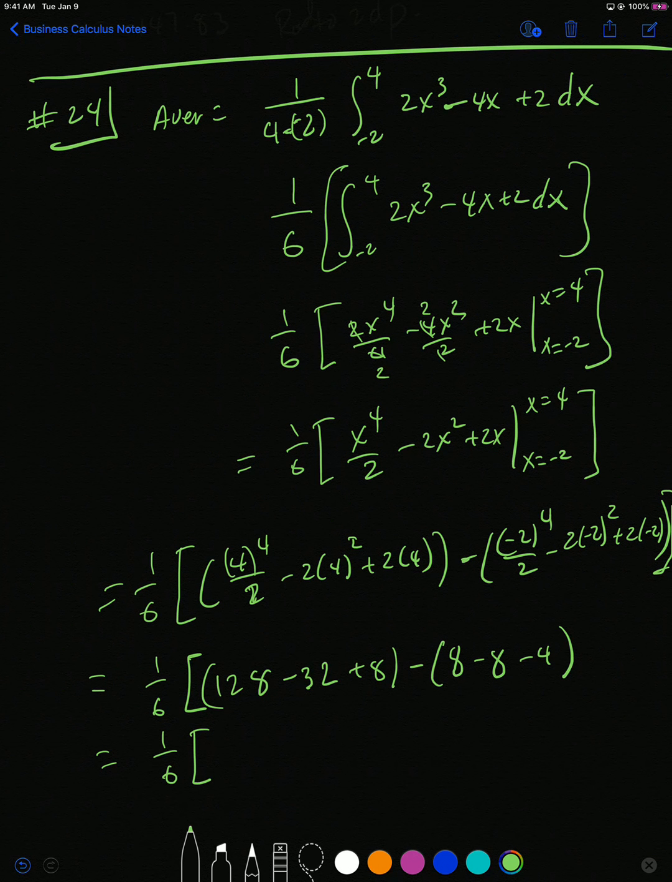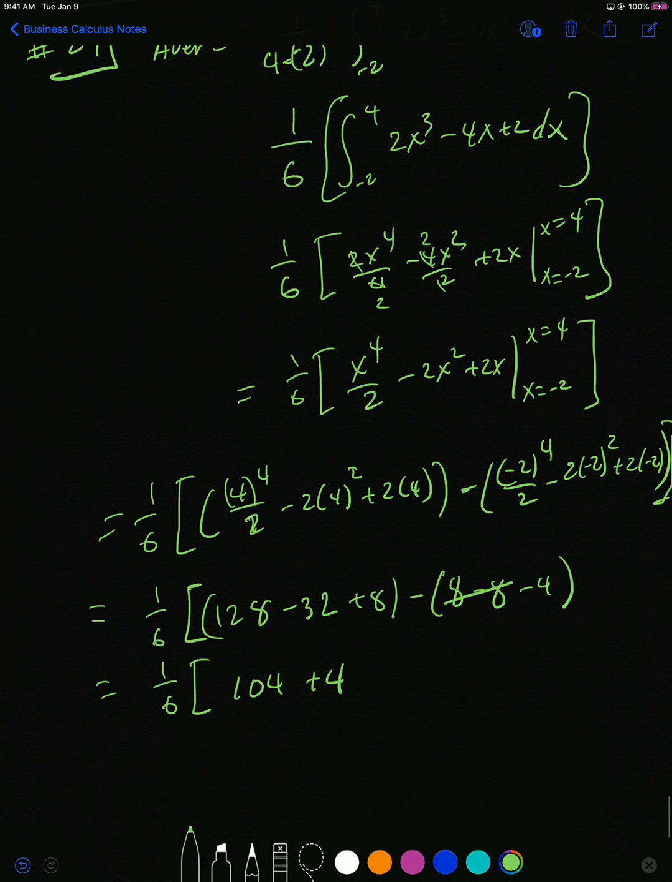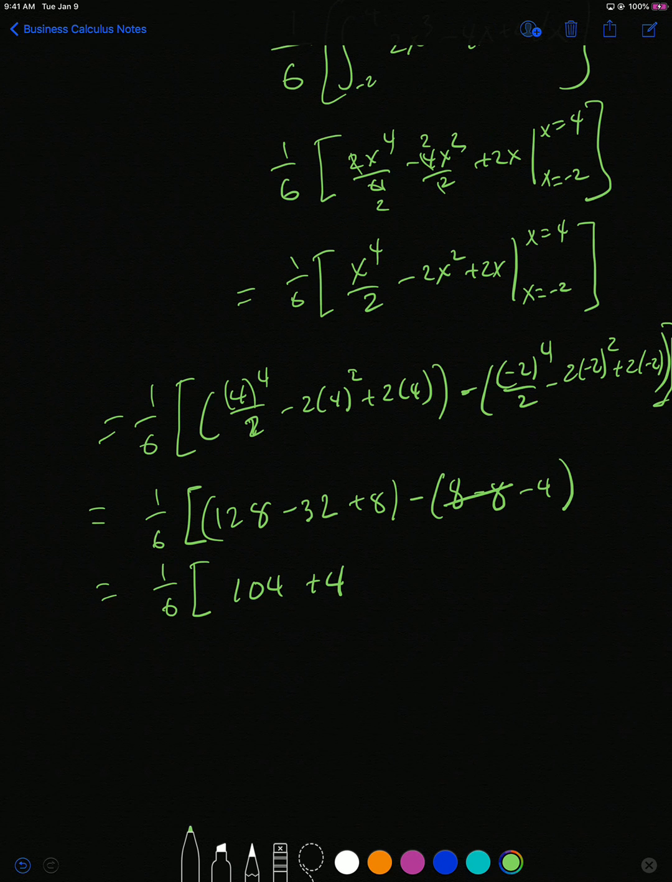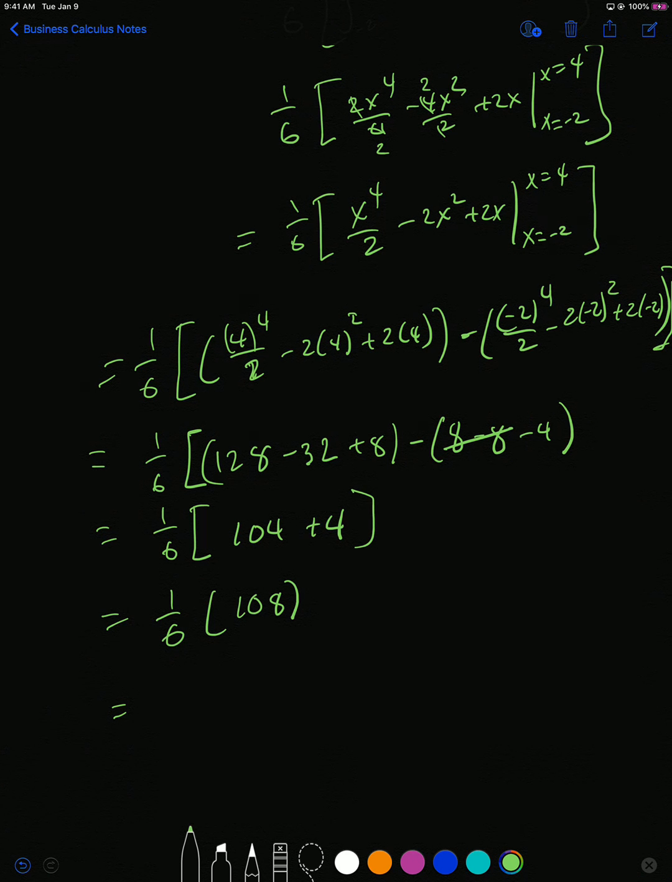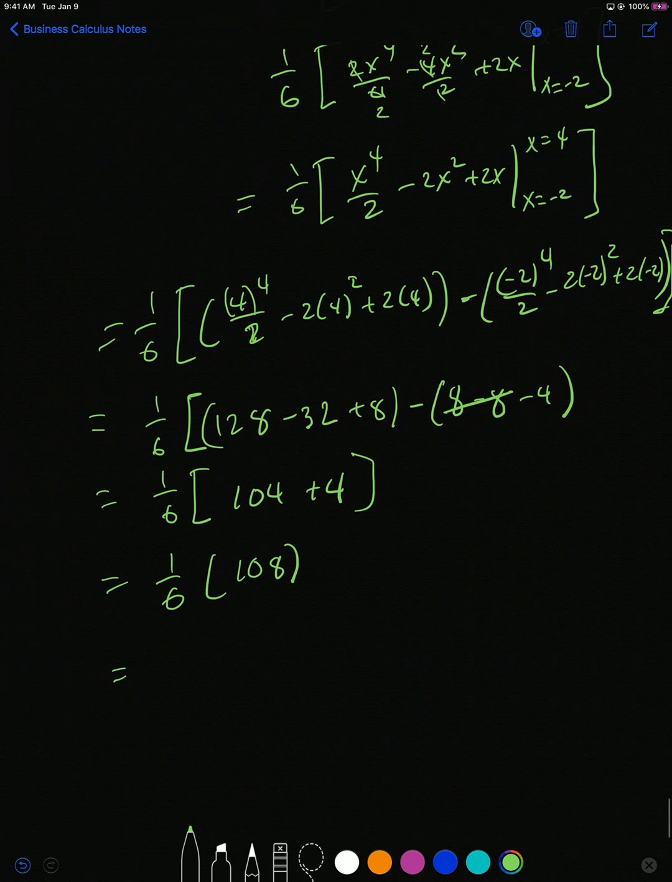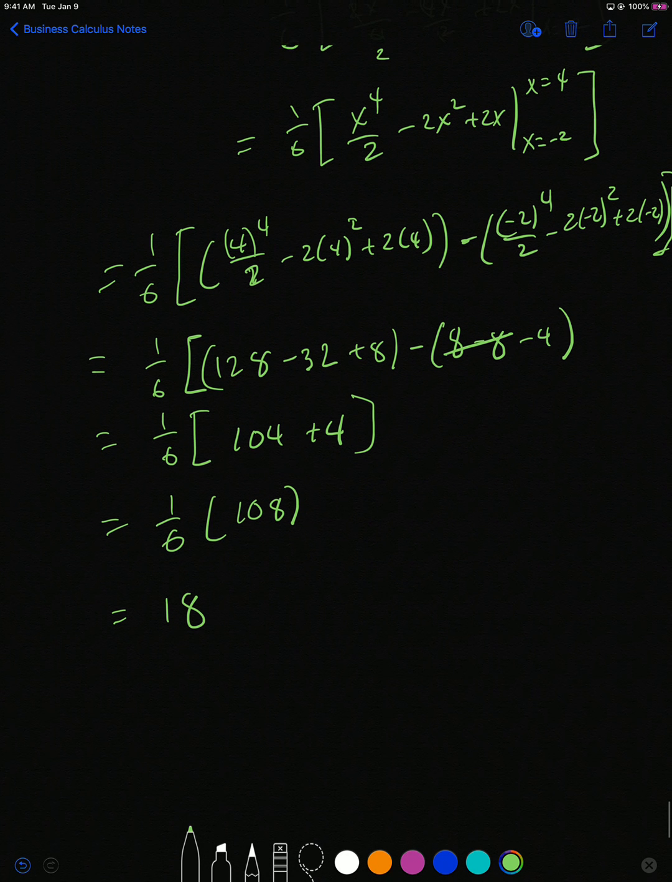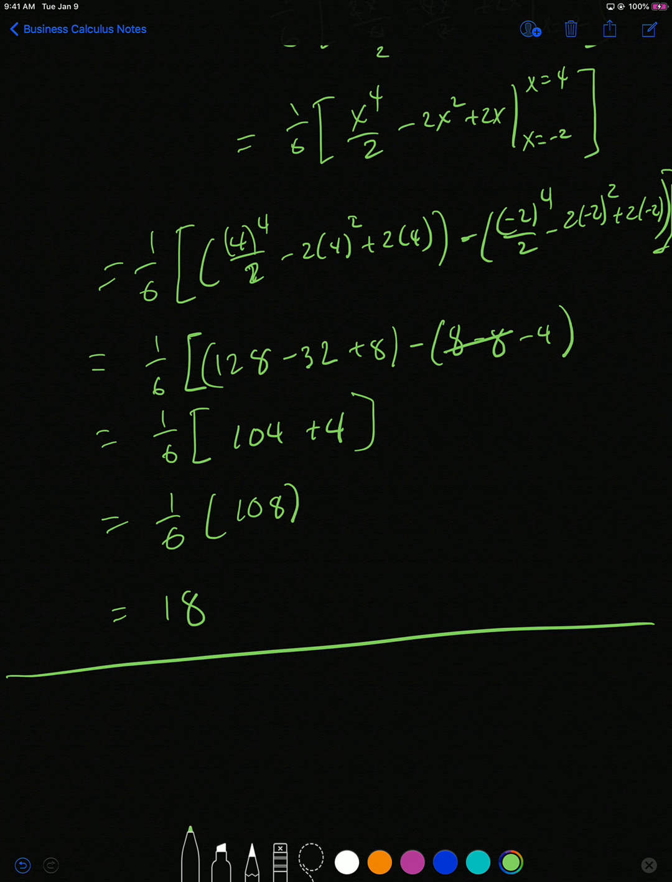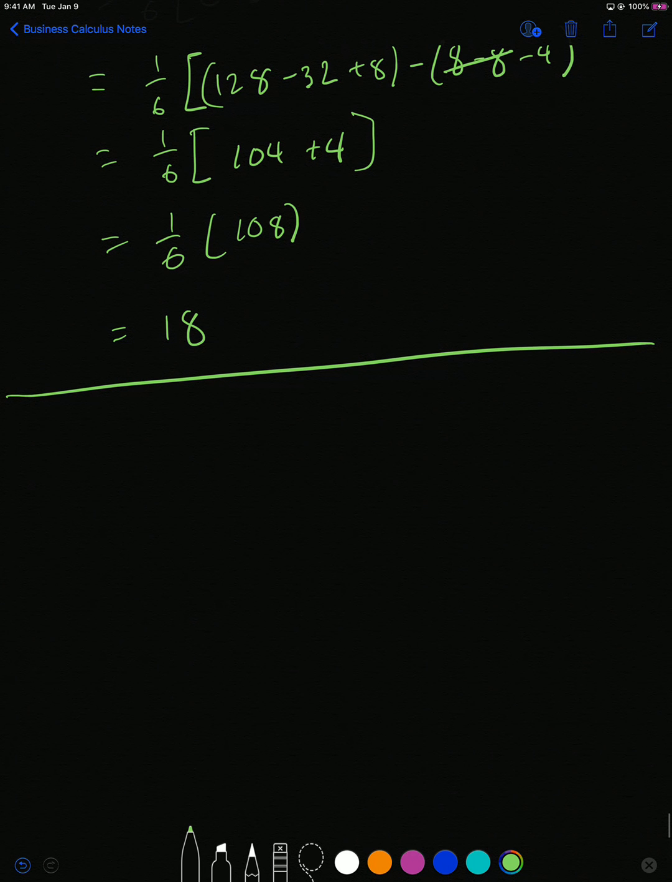That's 1 over 6 times, let's work out the parentheses, minus 32 plus 8. 104 plus 4, I believe. 8 minus 8 is 0. A negative and negative makes a plus 4. So that's 1 over 6 multiplied by 108. What's 108 divided by 6? 18. And so your average value is 18. A lot more work for one of those questions, yes.